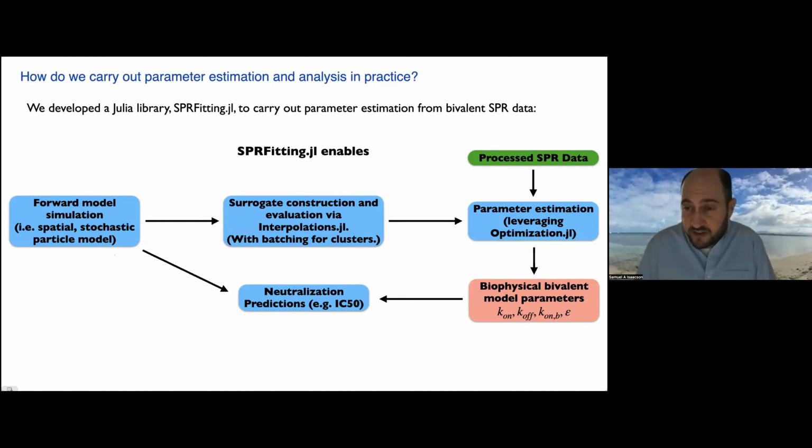And then the one other piece that I'll show you at the very end of my talk is that we can also do what are called neutralization predictions. That is, once you estimate the parameters, you can then predict, knowing the parameters, how good this antibody is at shutting down spike protein or binding to it.